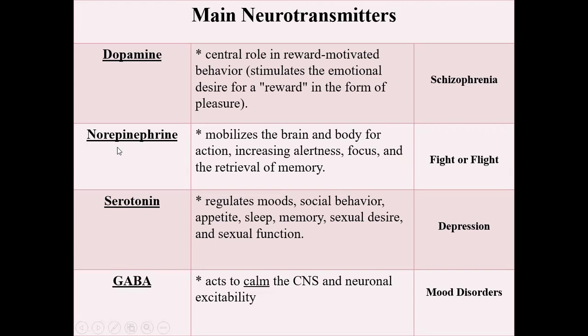The second neurotransmitter is norepinephrine. Now, on the other side of the pond, Europe still tends to refer to this as noradrenaline. So these are the adrenaline substances. We just call it norepinephrine over here. This is going to be the brain chemical that gets released when we need to mobilize the brain and body for action. It increases our mental alertness, our mental focus, and helps us retrieve things from memory, like knowledge about whether this thing coming towards me is dangerous or not. Is it a threat or not? So threat assessment would be part of this.